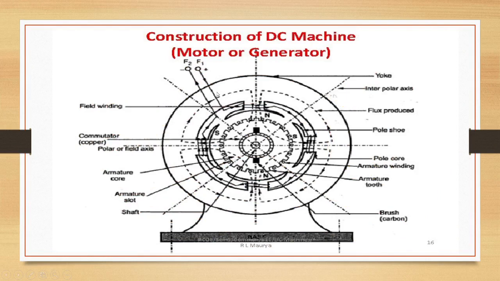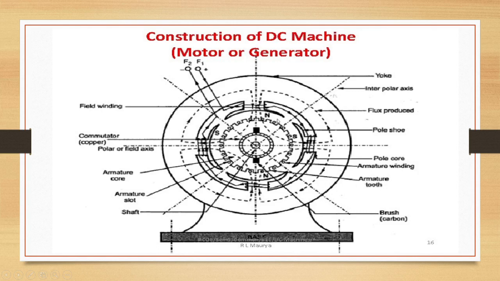See in this diagram, we can see F1, F2 are the field windings which are coming out, and DC supply is given to this. And outer part is the yoke, and this is the flux produced by the field winding, the dotted lines. Then there are pole core and pole shoe. Pole core is the one on which the field winding is wound, and pole shoe will increase the amount of magnetic flux which is getting produced.